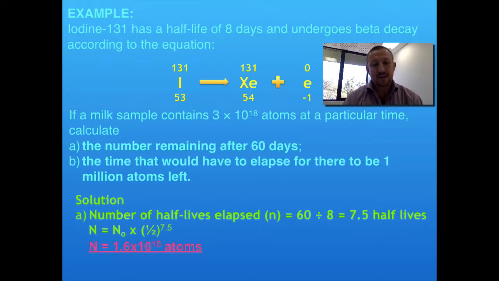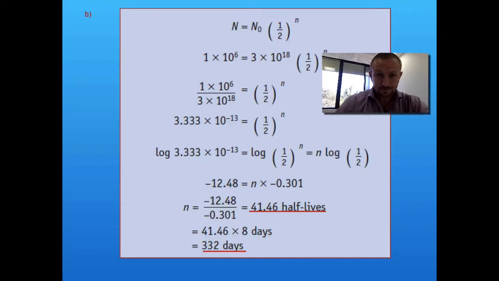So the next question then asks, what is the time to elapse for there to be 1 million atoms left over? So I start with 3 times 10 to the 18. I finish with 1 million atoms, which is 1 times 10 to the 6. So n is going to be 1 times 10 to the 6, and n0 is going to be 3 times 10 to the 18. I need to find what subscript n is, and here's the solution.